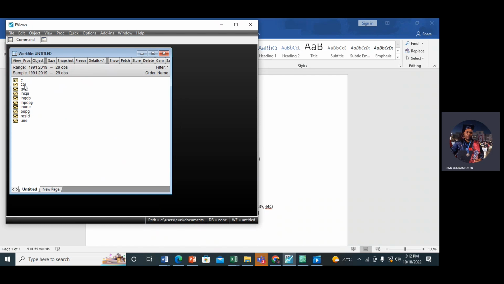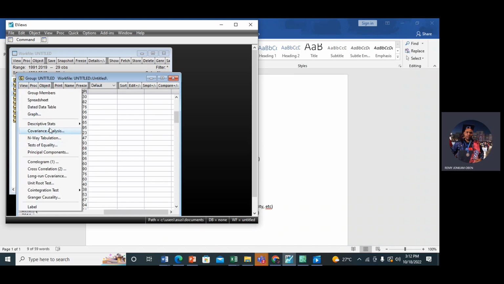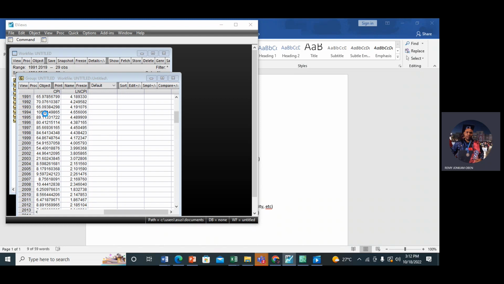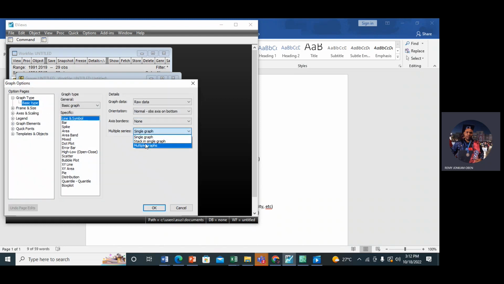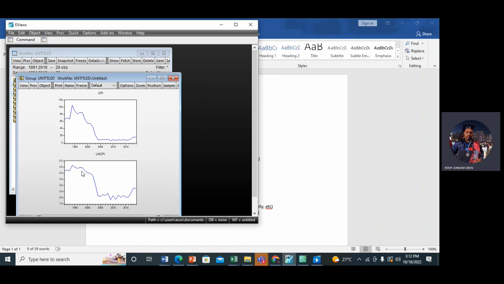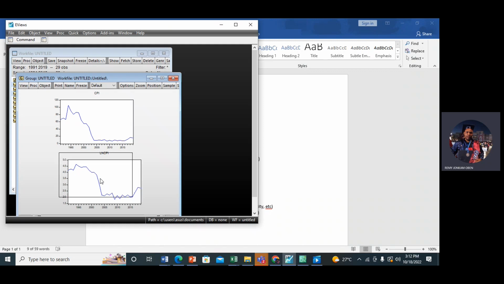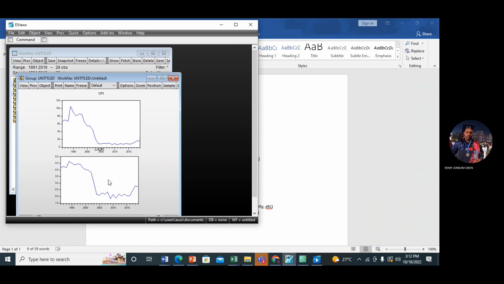CPI. Let's look at CPI and lean CPI. That is the raw data and the log transform data. If I open the graphs, come to graphs, come to multiple. So you discover that the graphs are more or less the same. Maybe we have some fluctuations here, but on average, the graphs are more or less the same. So when you transform the data, the graphs are more or less the same.